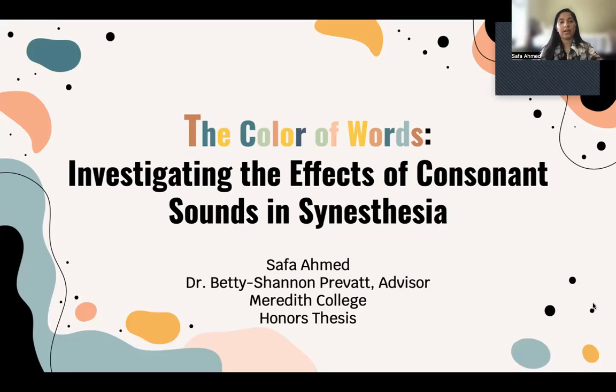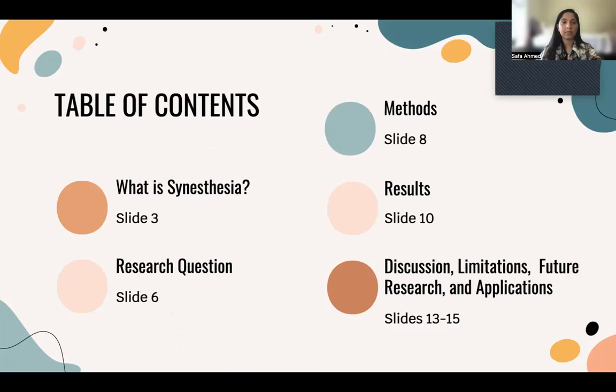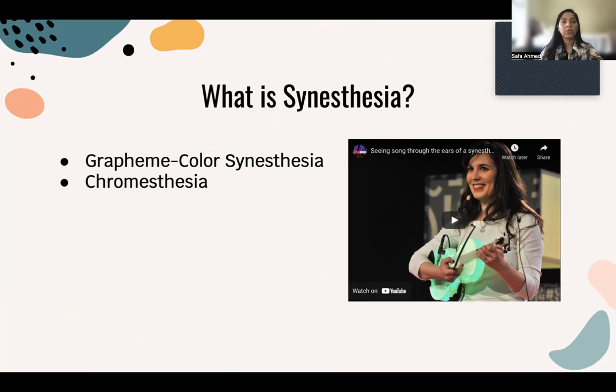My name is Safa Ahmed, and my presentation is on the color of words, investigating the effects of consonant sounds in synesthesia. So what is synesthesia? Synesthesia is a neurological condition in which certain senses are blended together. There's multiple types of synesthesia, but I'm going to be focusing on grapheme color synesthesia and chromesthesia.